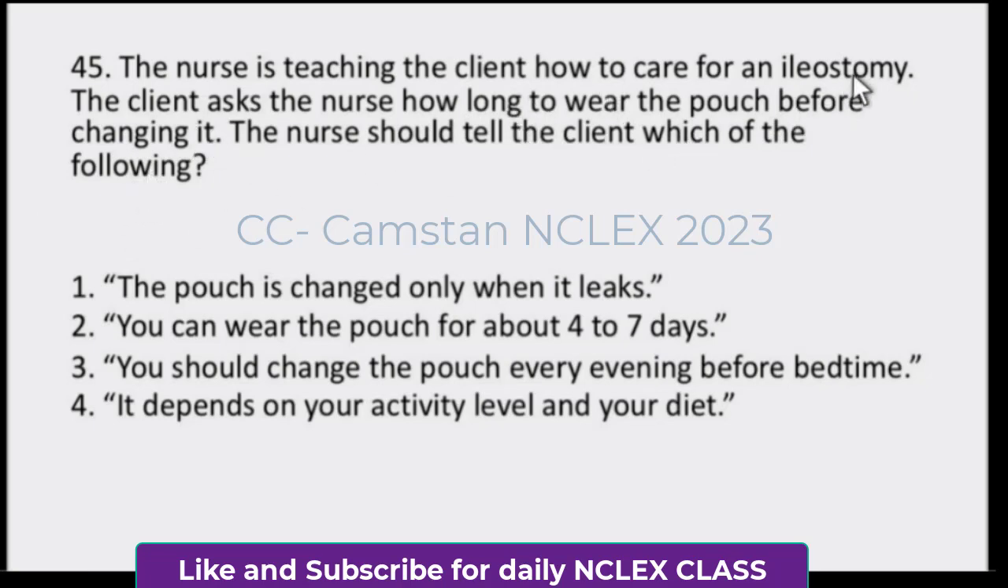Right. So, what is ileostomy? Ileostomy is basically opening of the ileum onto the abdominal wall. Right. Opening of ileum onto the abdominal wall is ileostomy. Right.